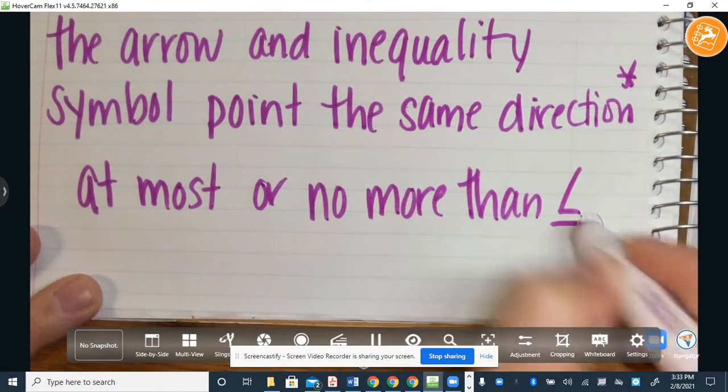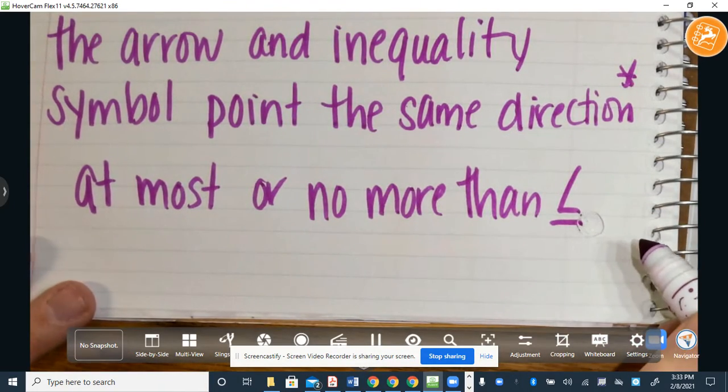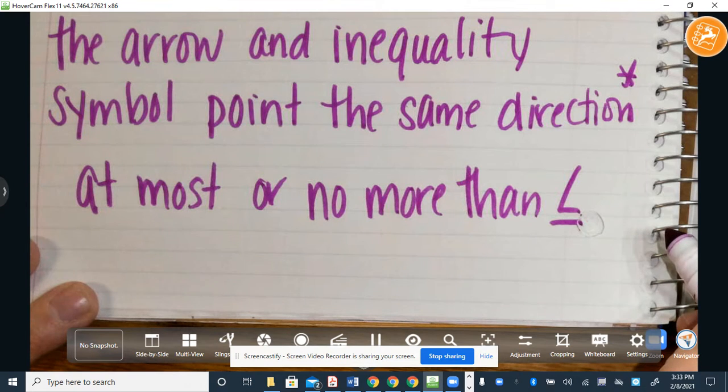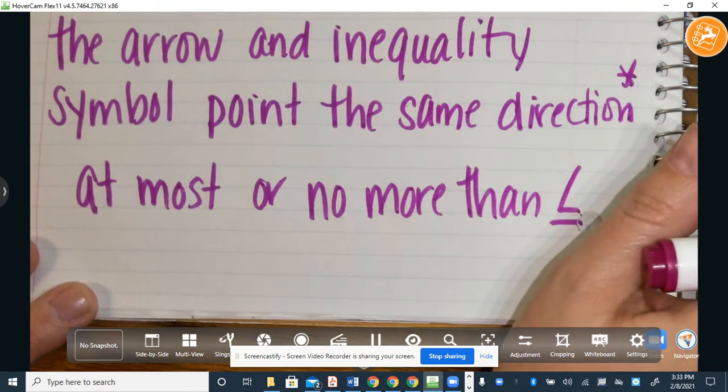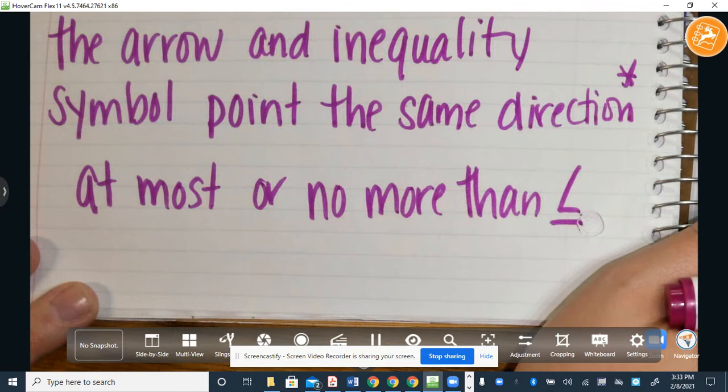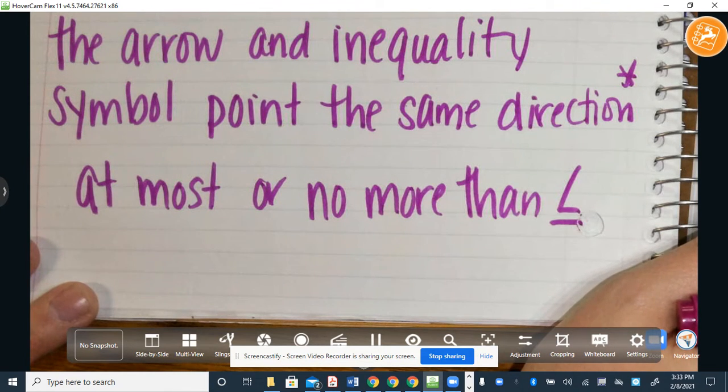Is less than or equal to, and you'll need this on your homework tonight. You can have no more than 25 people at the party. The restaurant holds no more than 150 people.